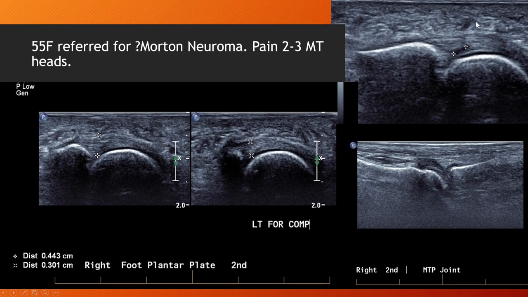However, if we use a right zoom and a HD zoomed image, we can see that there's a tiny little defect here, a little anechoic gap in the plantar plate. There was also dorsally, in a sagittal MTP image, an effusion, and those sorts of effusions are very common in the setting of a plantar plate tear, as is seeing fluid in the submetatarsal bursa.